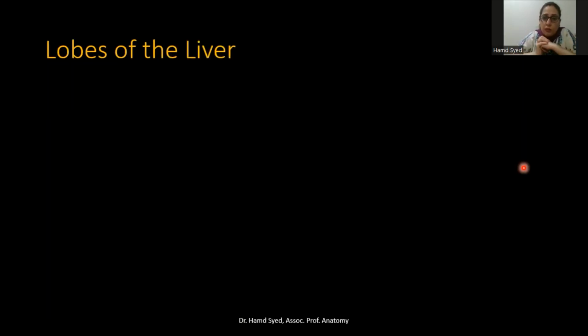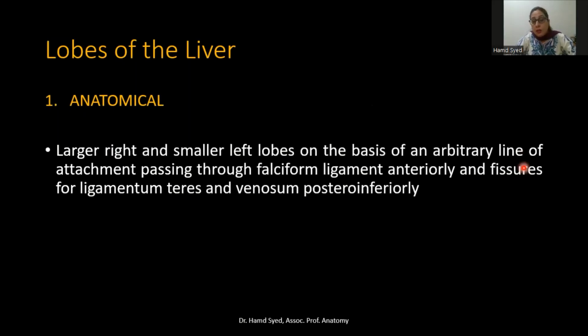Okay, so now that we have discussed the surfaces and the relations of the liver, let's highlight the key points when we're talking about the lobes of the liver. As I mentioned before, the lobes of the liver can be either anatomical lobes or physiological lobes. If we talk about anatomical lobes, there is a larger right and a smaller left lobe, and this is on the basis of an arbitrary line of attachment which passes through the falciform ligament anteriorly and fissures for ligamentum teres and venosum posteriorly and inferiorly.